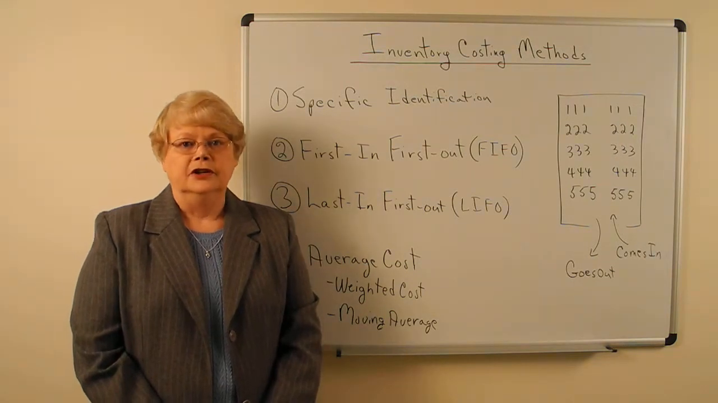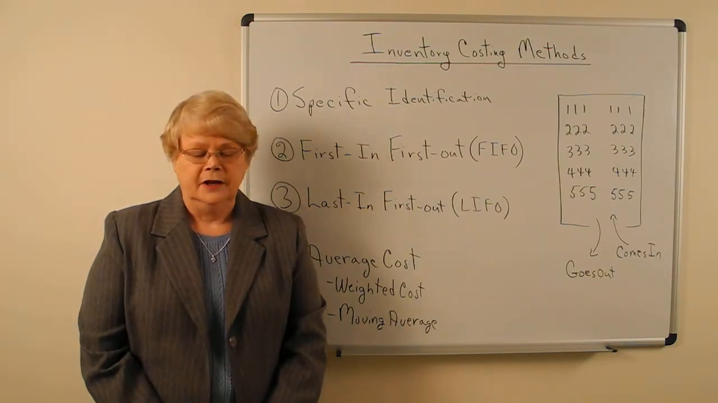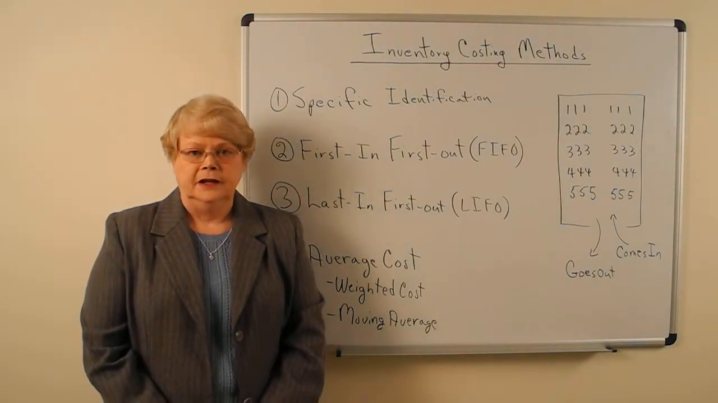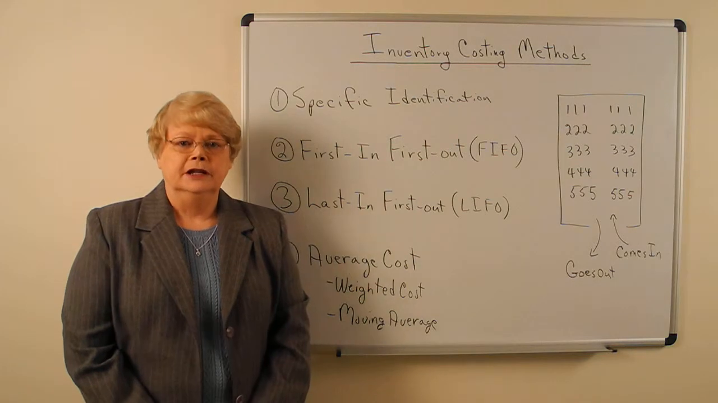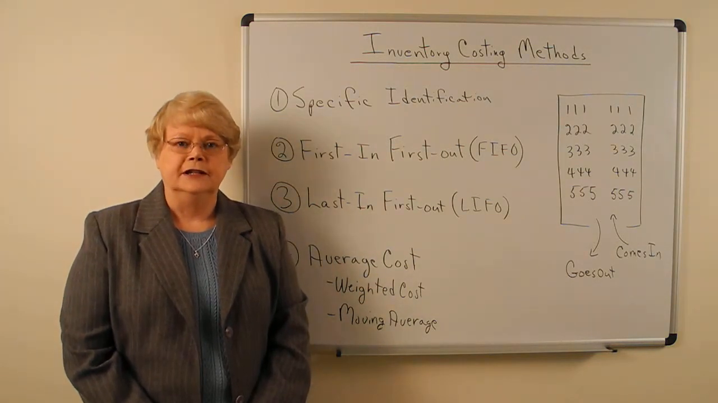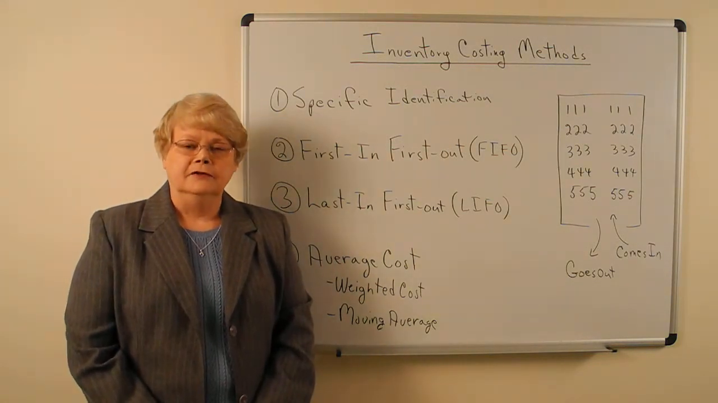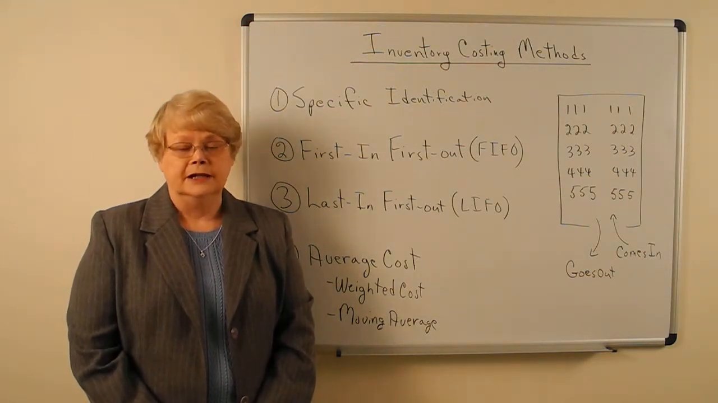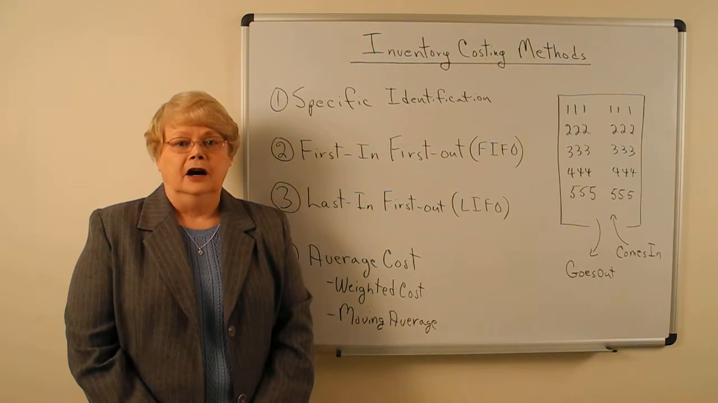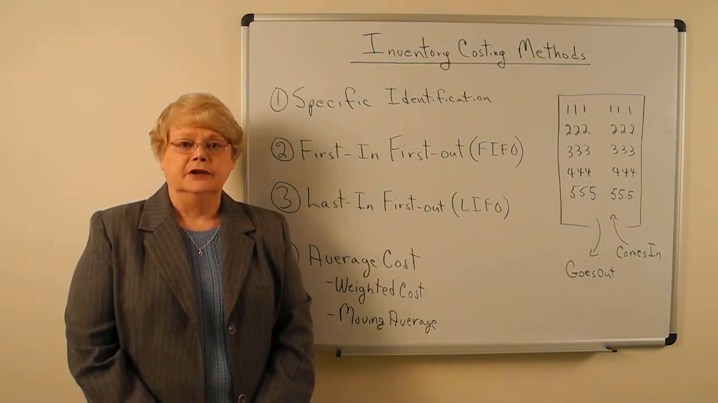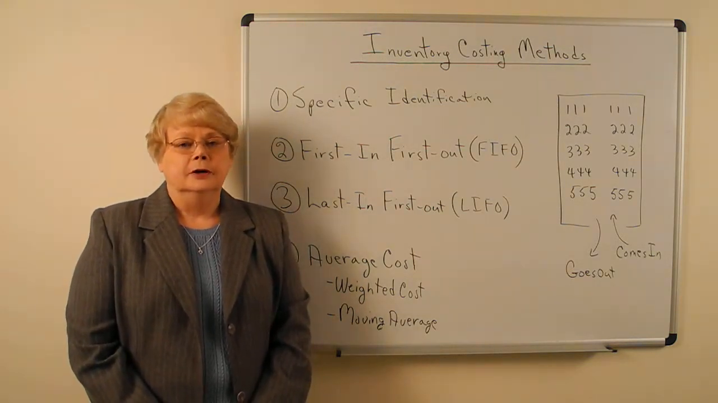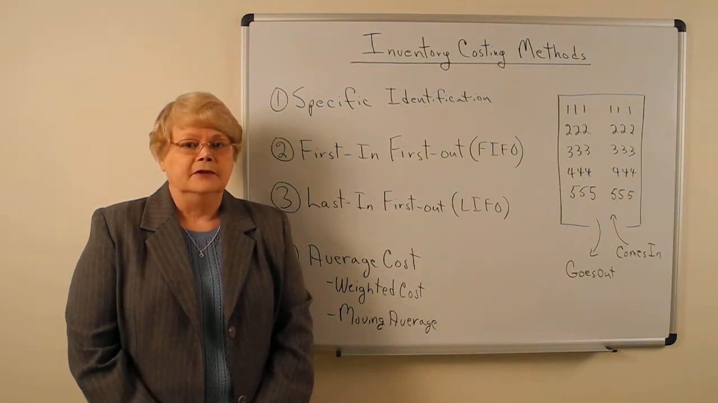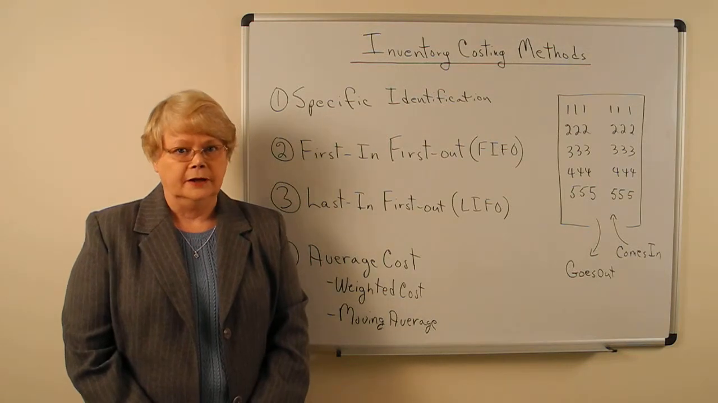And we do that using 4 different methods. The first method is the specific identification. Now that method would be when you would specifically identify the item or the invoice for the item that you sold, and you would apply the cost based on that invoice. It's very difficult to do this though if you have a large number of items with a small dollar amount and they're all the same. In fact, it's very impractical to do that.